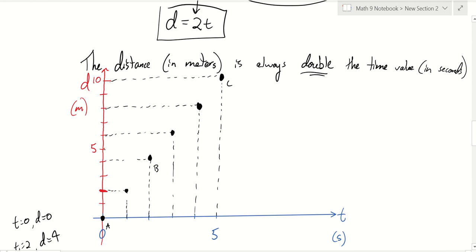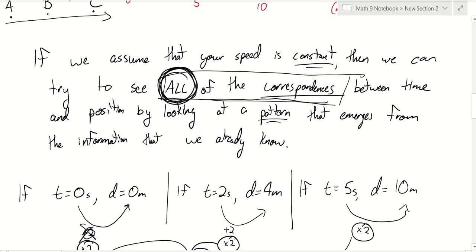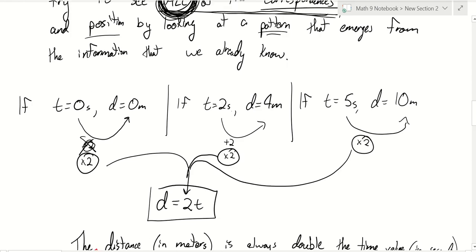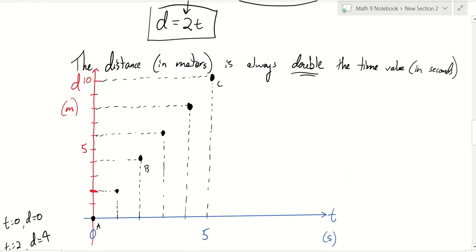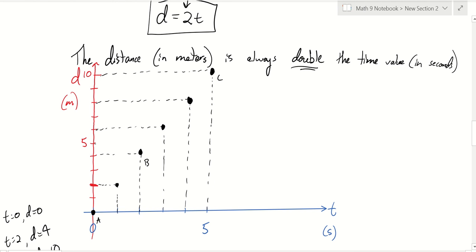all of the correspondences in between. Hey, Mr. Peterson, I thought you said we were gonna have a diagram that was able to show all of the correspondences between time and position, right? This doesn't show all of the correspondences between time and position. Well, actually, it does. If you connect all of these points, if you connect all of these points together, you literally have all of the correspondences between time and position.